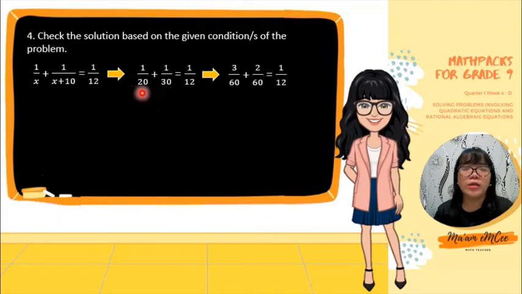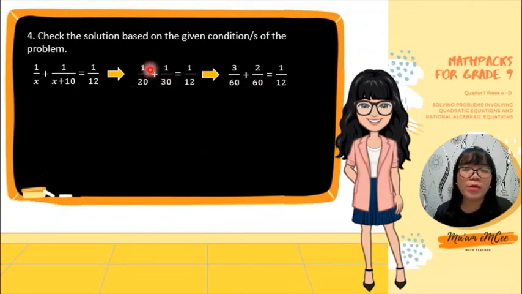Again, you need to think of the highest possible number, or the greatest number, which can divide our denominators, 20 and 30. So for 20 and 30, that will be 10. So you divide 20 by 10, that is 2. You divide 30 by 10, that is 3. And then you multiply 2 and 3, that is 6. Then you multiply it to the common factor. So that will be 60. So our LCD will be 60.